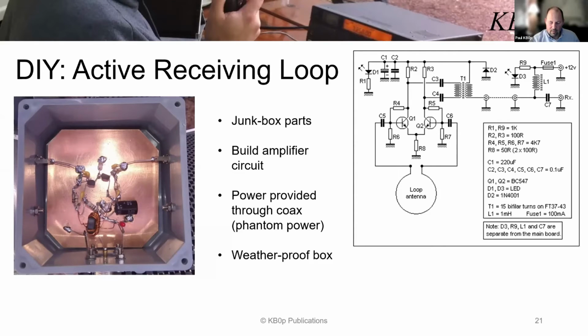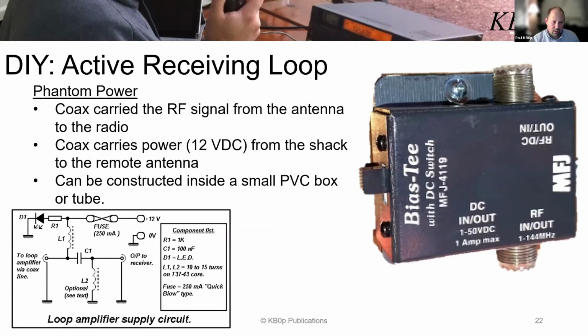All right, so what do I use for a powering unit? Well, there's a couple options. You can either build the circuit like I was just showing you and stick it in a piece of PVC or a metal box or whatever, and that's going to be mounted in your shack. You would hook it to your 12-volt power supply. Or you can buy one of these bias tees.